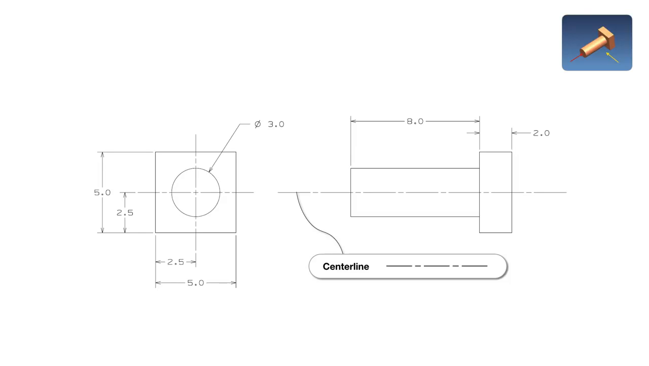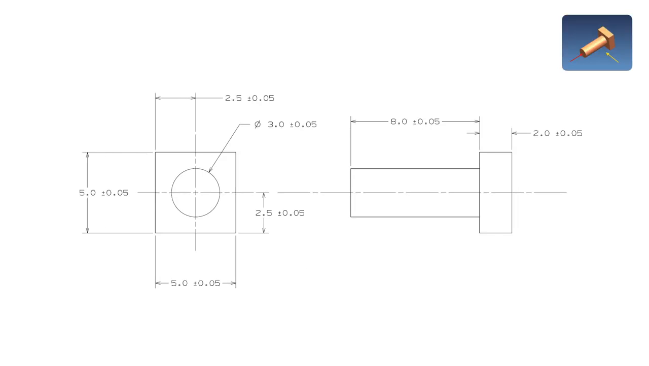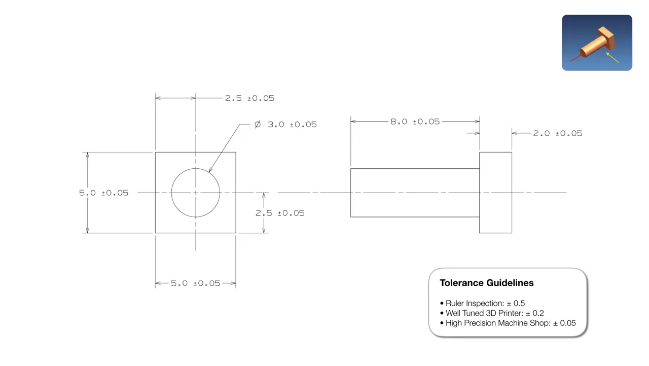You have to apply tolerances to your dimensions, which are like upper and lower limits for the parts that you'll accept. Here's a common way to show tolerances. I've added plus and minus signs to all the dimensions, plus and minus 0.05 millimeters. Here are some rough tolerance guidelines. If you measure something with a ruler, you know that dimension to about plus and minus 0.5 millimeters. If you print something on a well-tuned 3D printer, that's about a plus and minus 0.2 millimeter process. And finally, a high precision machine shop can cut parts down to plus and minus 0.05 millimeters.